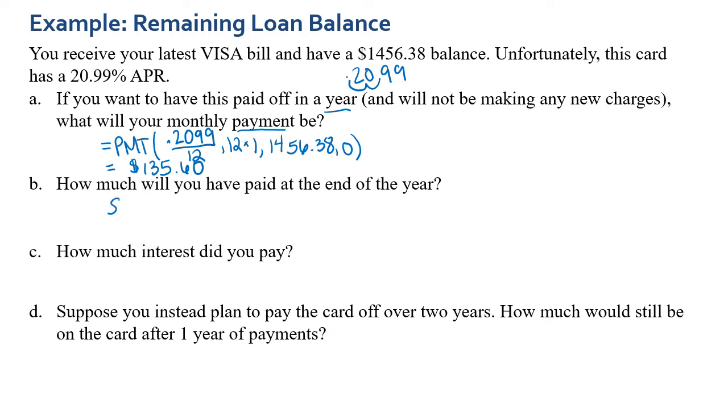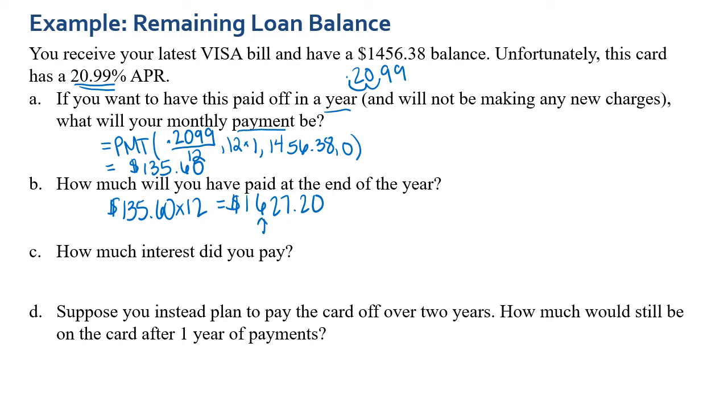So to figure out how much we'll have paid at the end of the year, we take our monthly payment and multiply it by 12 because we'll be making 12 payments in 1 year. So we'll have paid off in 1 year $1,627.20. So if you're wondering, well, that's more than what the loan was for, well, that's because Visa is collecting interest. You're having to pay interest to use that card and not have to pay it off right away. So that's why we always recommend, if you can pay it off right away, to do that so you're not having to pay extra money in interest.